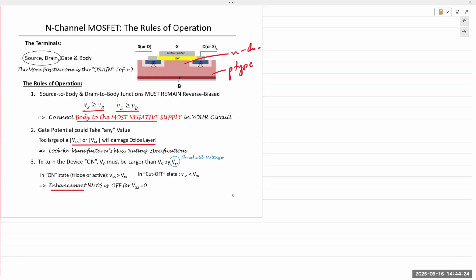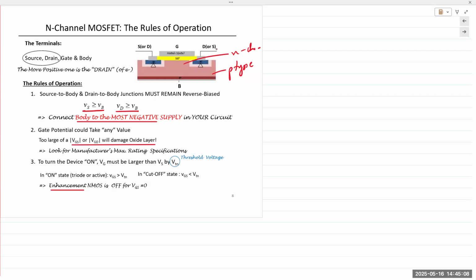There are devices where the channel is already present. It's already created from the factory, so to speak. In those devices, a voltage must be applied to turn it off. Those are known as depletion mode devices. We also have a device known as a junction FET, JFET. A JFET is also a depletion mode device. It always has a channel ready and available. You apply a voltage on it to actually turn it off. We'll restrict our discussion to enhancement mode MOSFETs, where you apply a voltage to create a channel.